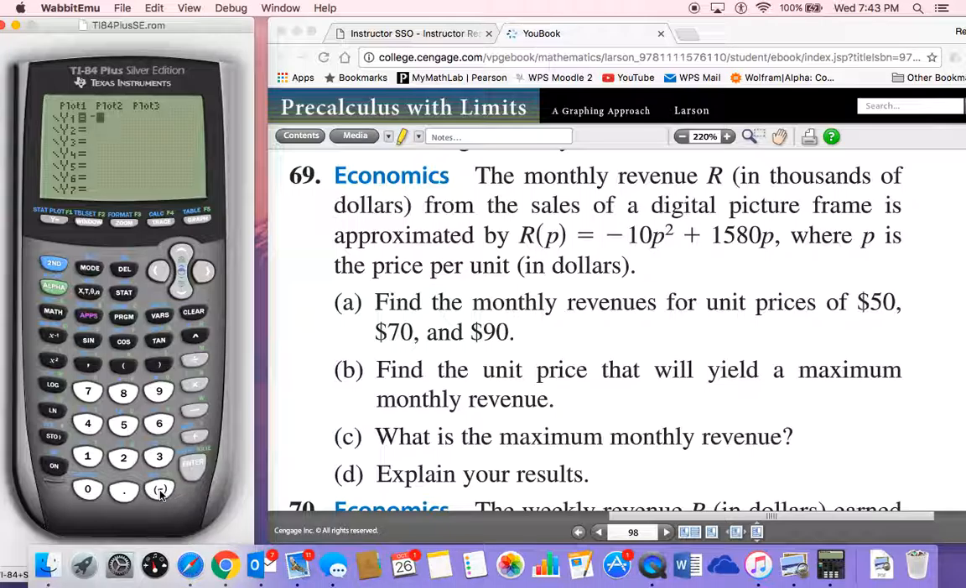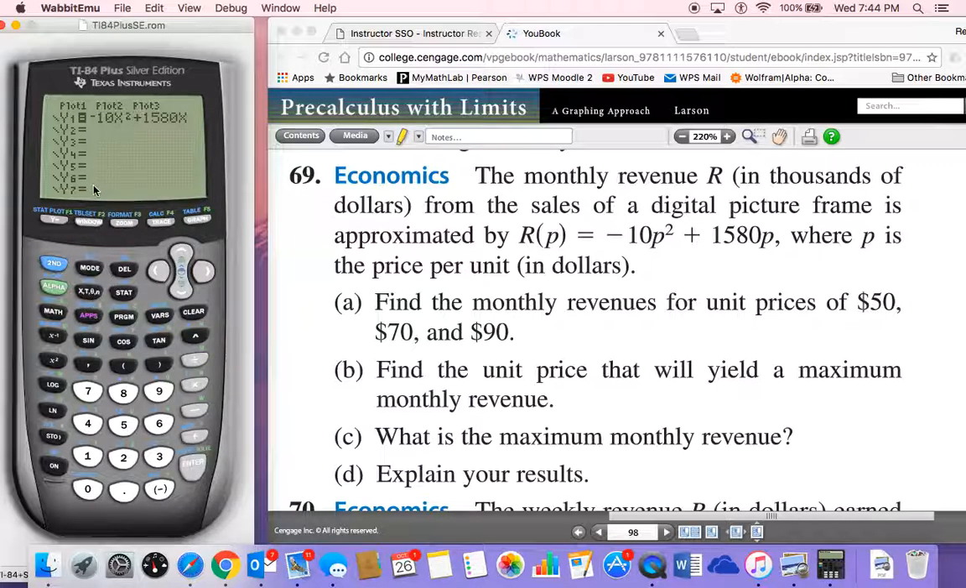So negative 10. Whatever variable they use, here they're using R of p because we're dealing with revenue and price. Sometimes they use t, sometimes the variable is another letter besides x. That doesn't matter. On our calculator, we're going to use this button x. So negative 10x squared plus 1580p, or x.